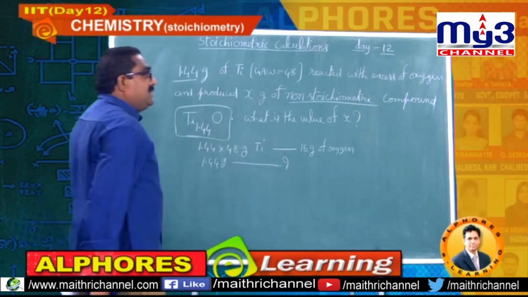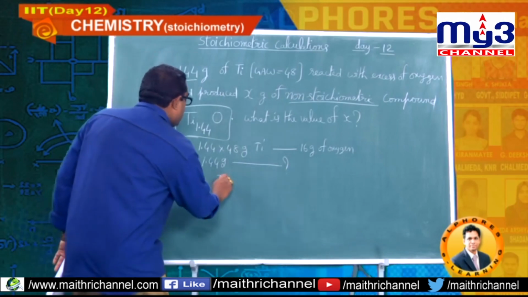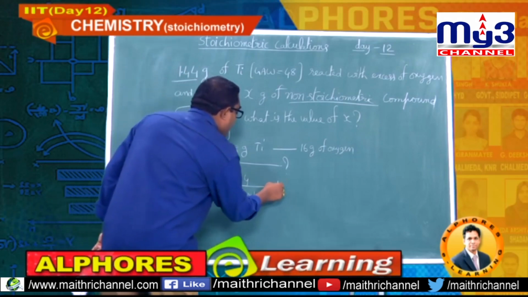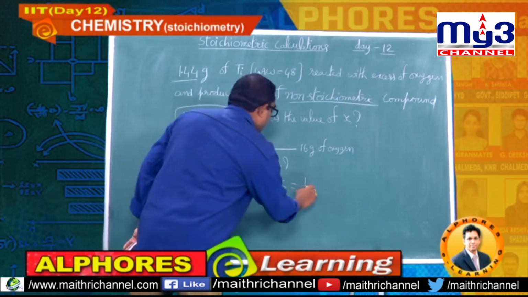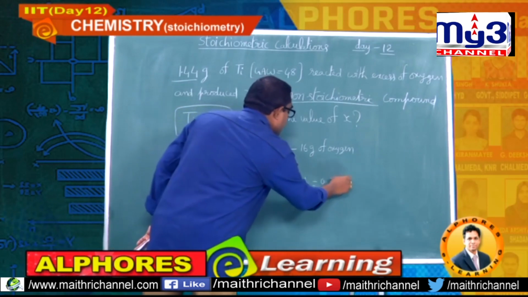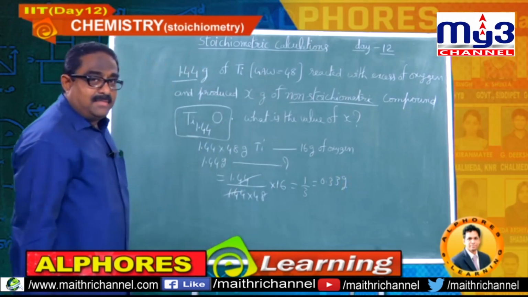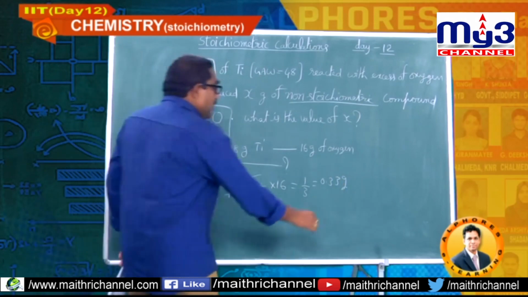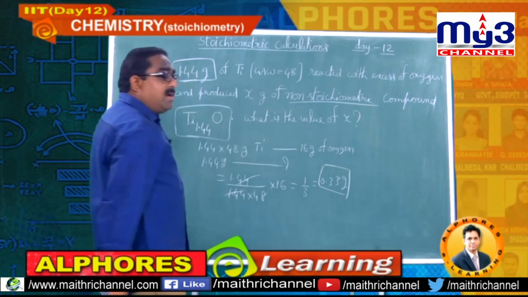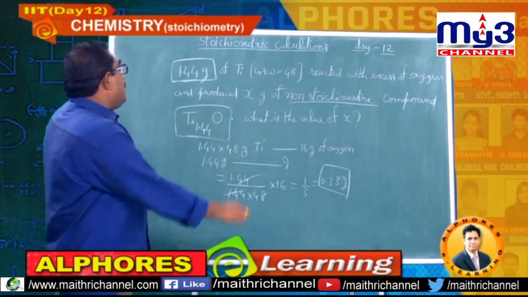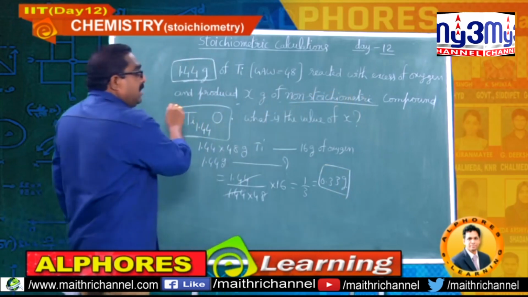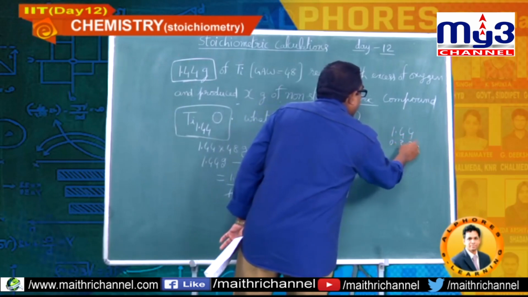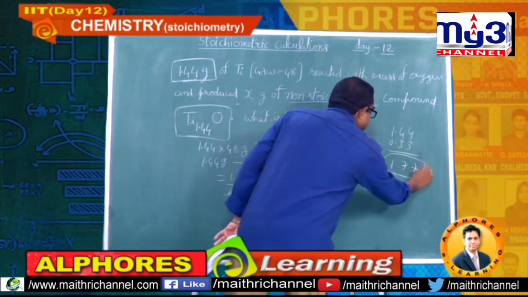But this time he has given only 1.44 grams of titanium. So how much oxygen is going to be utilized for the reaction? That is 1.44 divided by 1.44 into 48, into 16. That is 16 by 48, that is 1 by 3, that is 0.333 grams. You can write simply 0.33 grams. So 1.44 grams of titanium combines with 0.33 grams of oxygen. X grams is the mass of the non-stoichiometric compound. So your answer is 1.44 plus 0.33, that is 1.77.